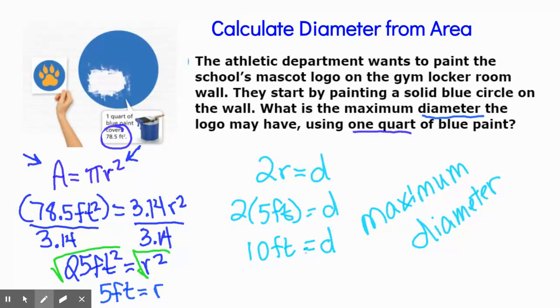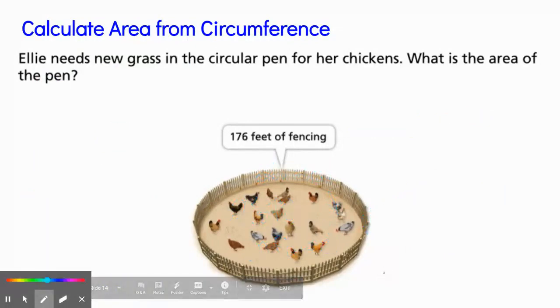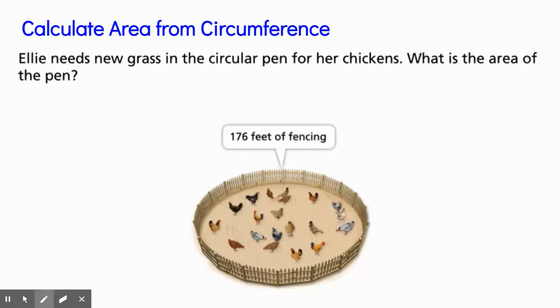And feet is the maximum diameter. Okay. So calculating area from circumference. Okay, so we kind of did a problem like this yesterday where it was multiple steps. But we should be a little more familiar with our formulas at this point. So we are going to be combining the formula for circumference and the formula for area. Well, not combining them. We're going to be using both of them.